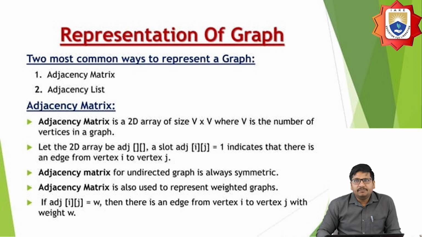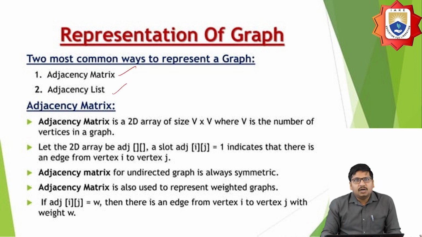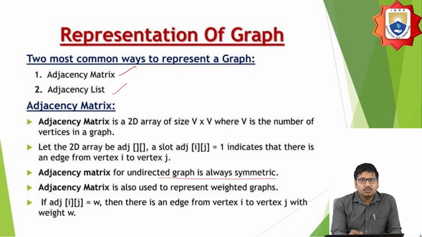Then, representation of a graph. A graph can be represented in two ways. The first is the adjacency matrix and the second is the adjacency list. An adjacency matrix is a 2D array of size V by V, where V is the number of vertices in the graph. Let the 2D array be adj; a slot adj[i][j] equal to 1 indicates that there is an edge from vertex i to vertex j. The adjacency matrix of an undirected graph is always symmetric. The adjacency matrix is also used to represent weighted graphs. If adj[i][j] equals w, then there is an edge from vertex i to vertex j with weight w.